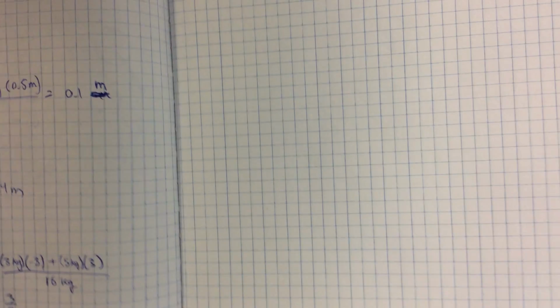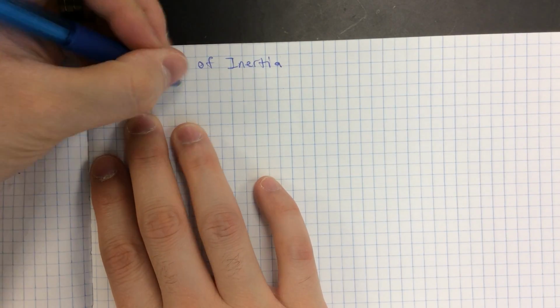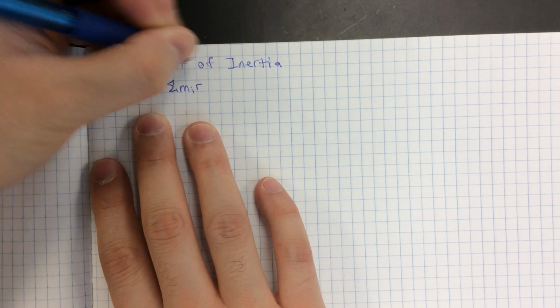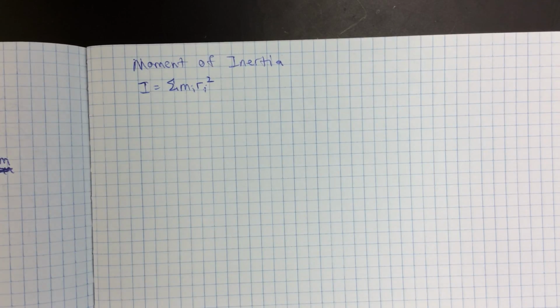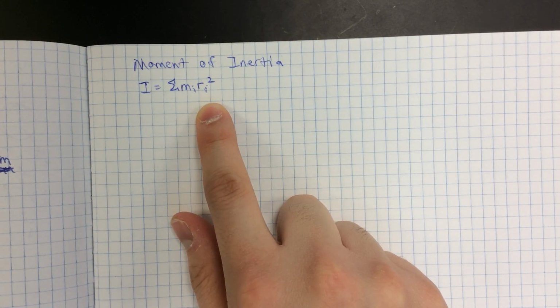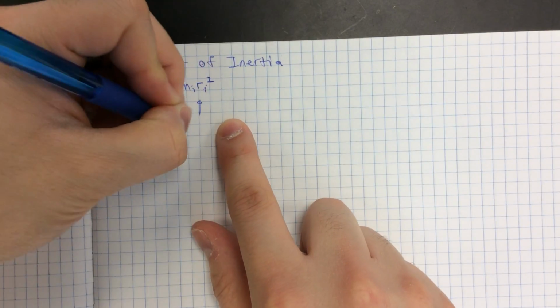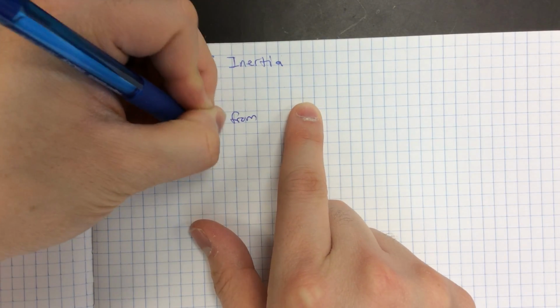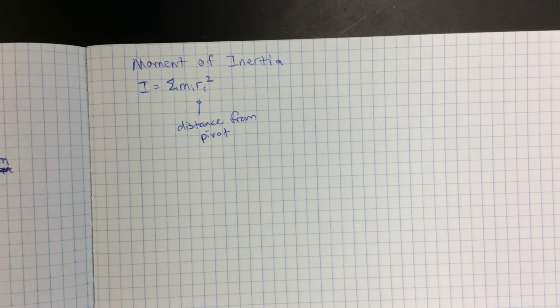Okay, so I equals the sum of m_i r_i squared. The other thing to note about this is, in this case, r is not a directional value. This really is the distance from the pivot.